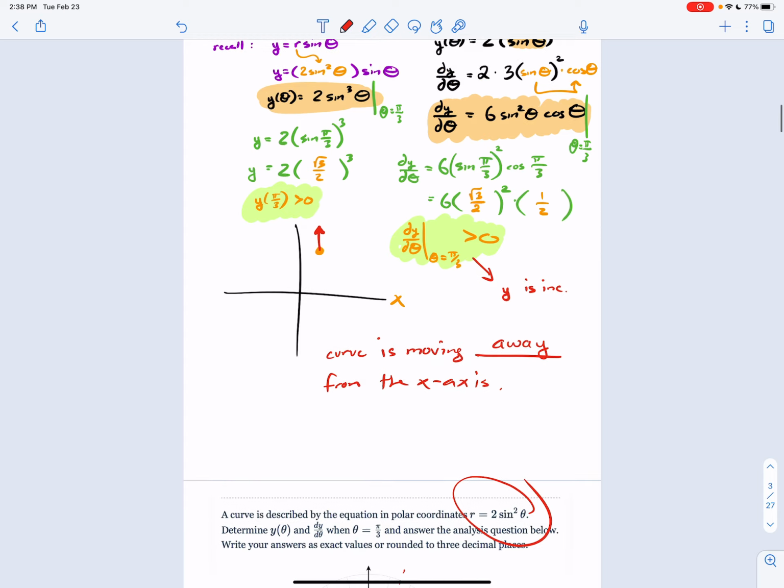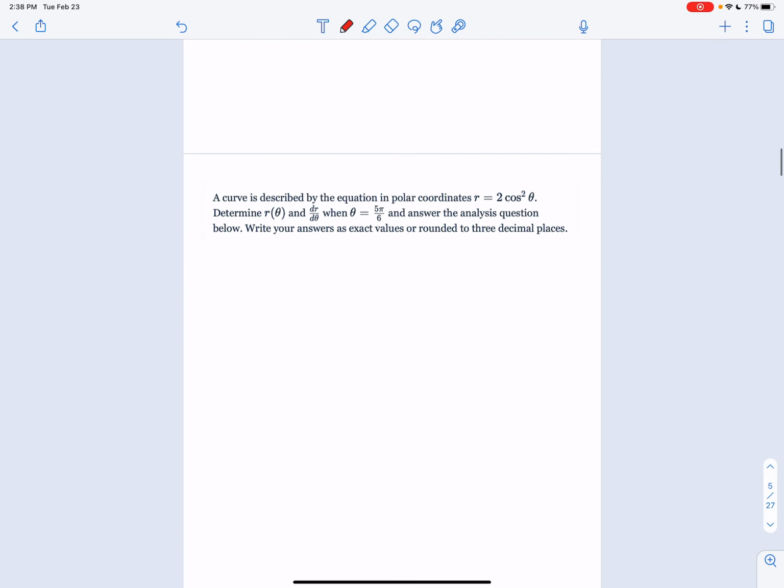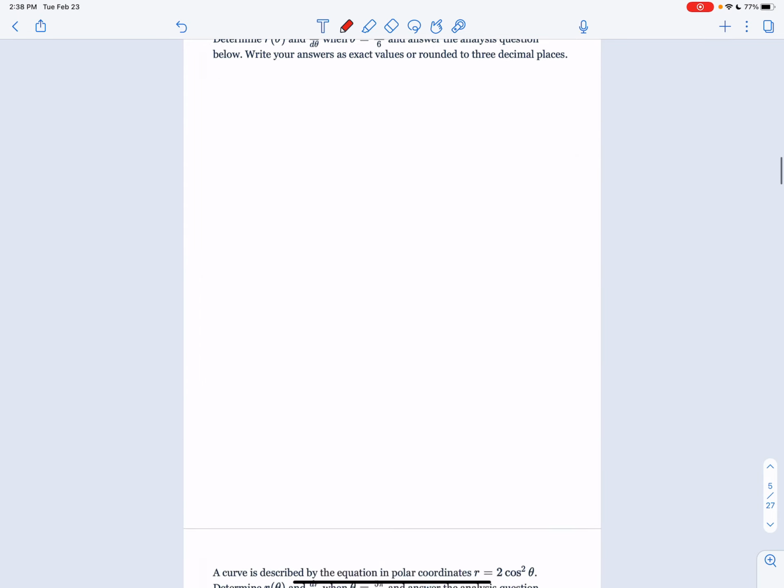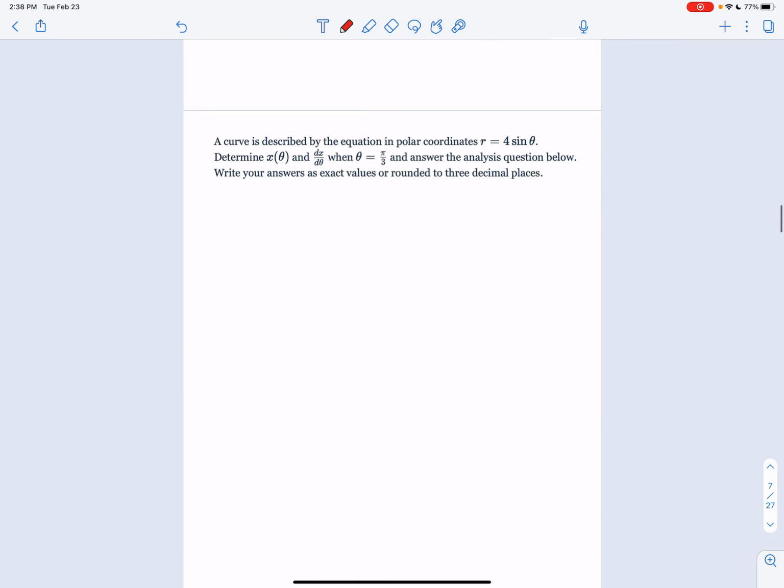Let's try another. Should we do this? Yeah, let's jump to this one, part B. And if you want to shorthand this, you can. Just write down our equation, what they're asking for, and that's it. Press play when you're ready. So this one's a little bit different because they're asking us to find information regarding x.